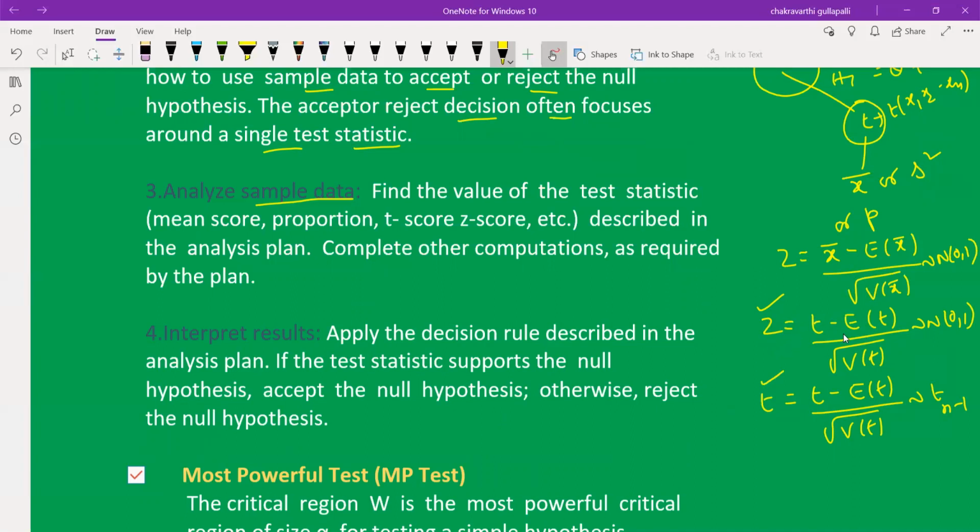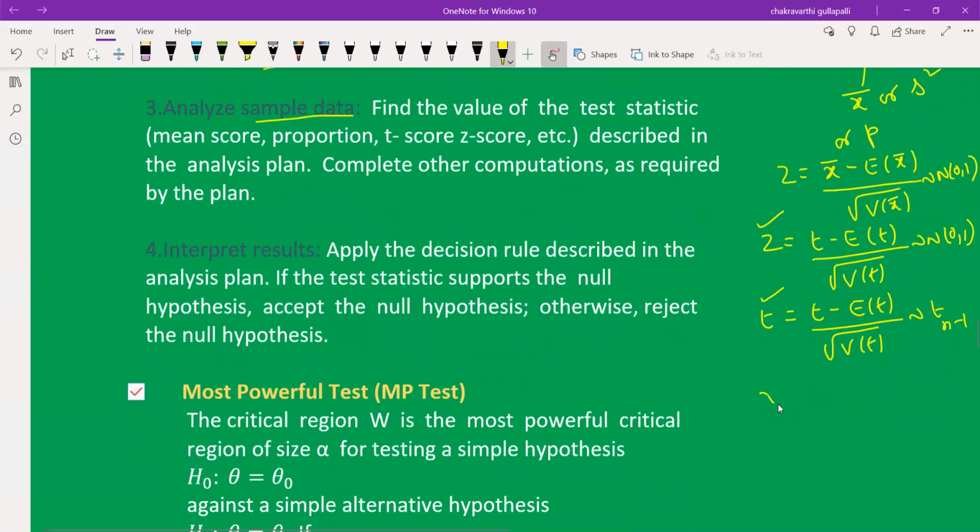For the large sample case, by the central limit theorem, Z follows a normal distribution. For small sample cases, you have to use T or chi-square. Chi-square formula: n s square by sigma naught square follows chi-square with n minus 1 degrees of freedom.